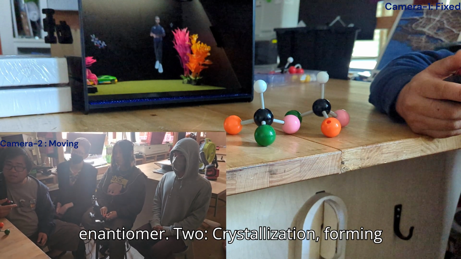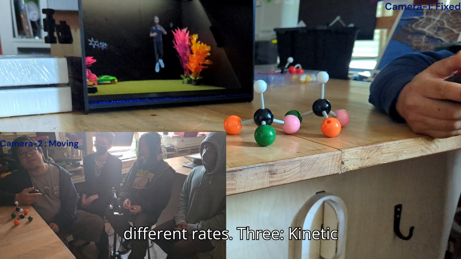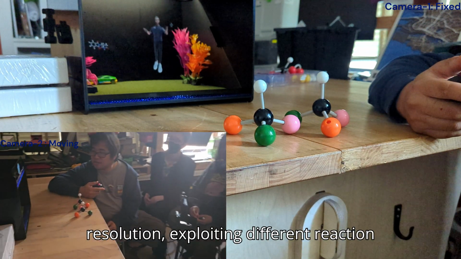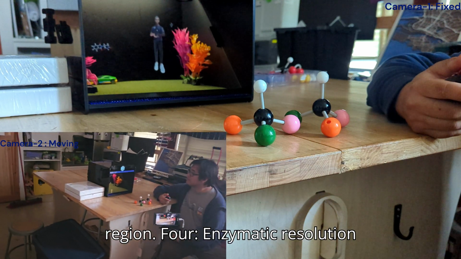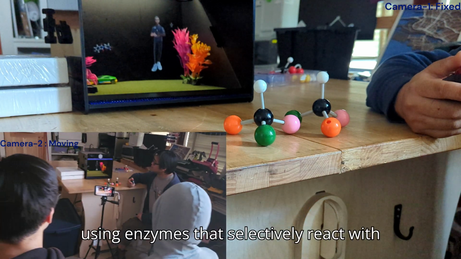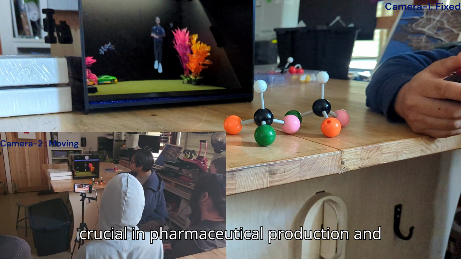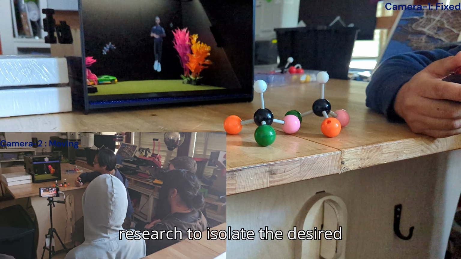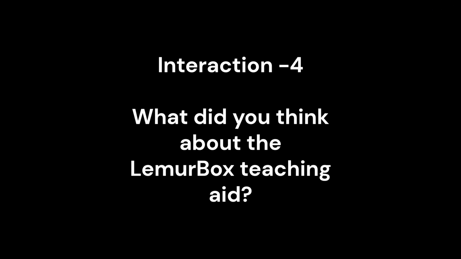2. Crystallization, forming diastereomeric salts that crystallize at different rates. 3. Kinetic resolution, exploiting different reaction rates of enantiomers with a chiral reagent. 4. Enzymatic resolution, using enzymes that selectively react with one enantiomer. These techniques are crucial in pharmaceutical production and research to isolate the desired enantiomer.